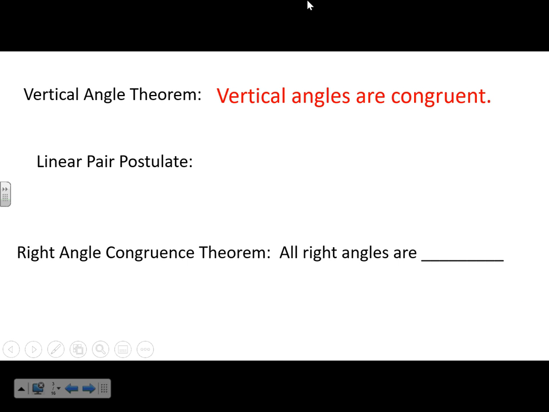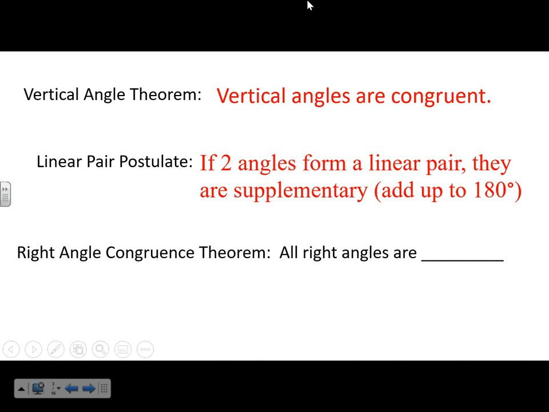Linear pair postulate states that if two angles form a linear pair, they are supplementary, so they add up to 180 degrees. If two angles form a linear pair, so they make a straight line, then they're supplementary. And the right angle congruence theorem: all right angles are congruent. If you need to pause this to catch up, definitely make sure you do that before you go on.